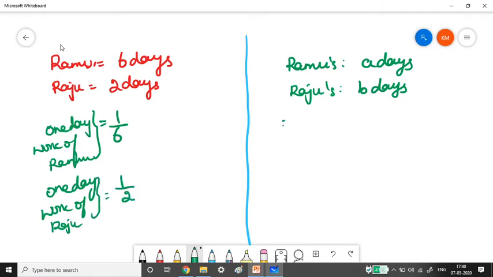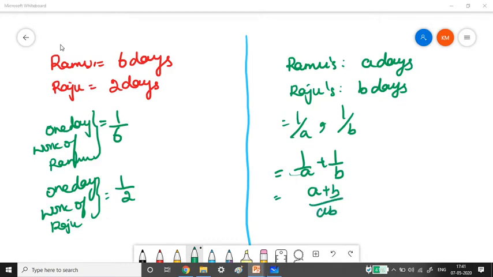Got it? So here also 1 by A is the 1 day work of Ramu, and 1 by B is the 1 day work of Raju. If both are working together, what will be the 1 day work of both Ramu and Raju? It is obviously 1 by A plus 1 by B. Correct? So let us take LCM for this. So A plus B divided by AB gives the 1 day work.